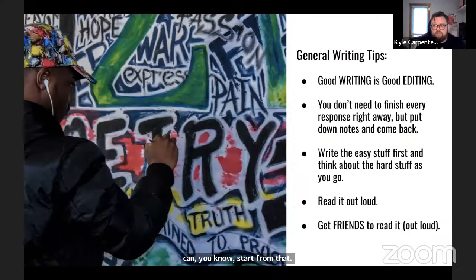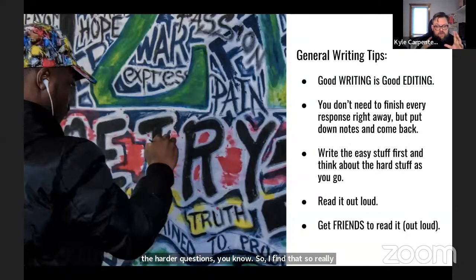I also recommend write the easy stuff first. If you've got stuff at the top of your brain that you can just get onto the page, awesome. Do that right away. Do that first thing. And the nice thing about that process is it can really help you think about the things you don't have answers for, the harder questions. So I find that's a really efficient way to get going.